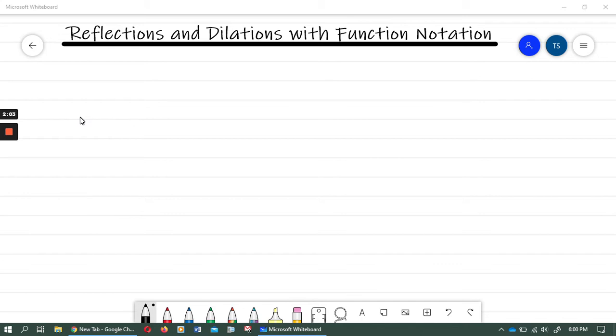so guys, before we get into the whole function notation part with this, let me just remind you that when we are using function notation, there's a difference between when there's a change happening inside the function and when there's a change happening outside of the function. Remember, those changes inside the function are going to be horizontal changes, and those changes that occur outside of the function are going to be vertical changes.